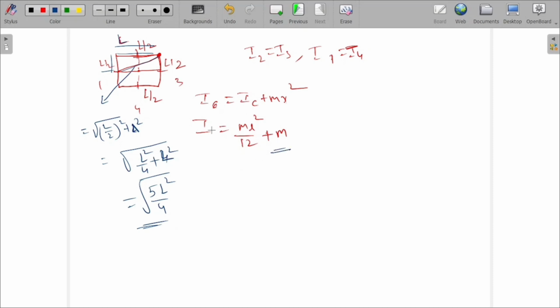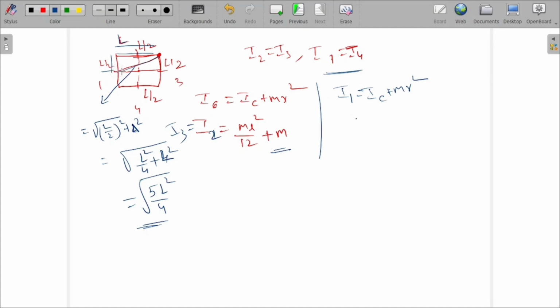This is for I2 as well as for I3. Both you will get the same. Okay. Similarly, you have to find for I1 and I4. So what for I1? I1 is at a distance of the same IC plus m r square. This is for I1 we found.